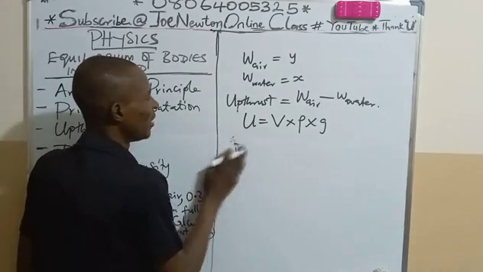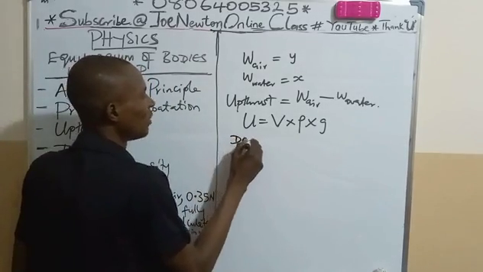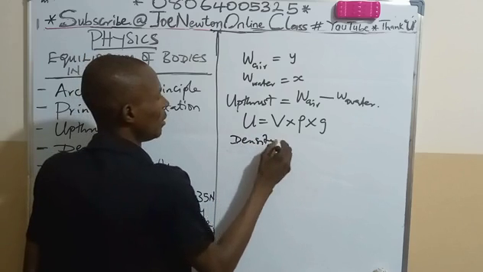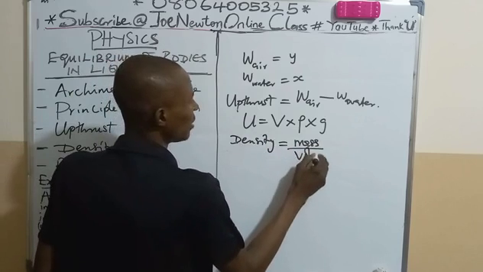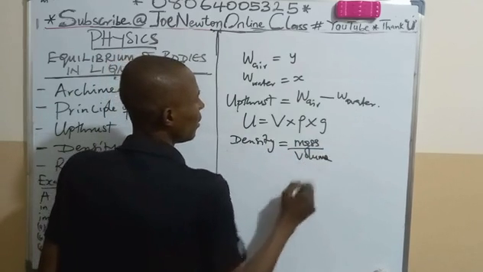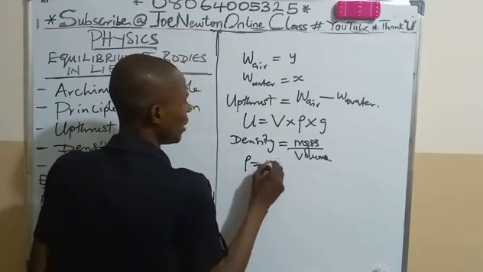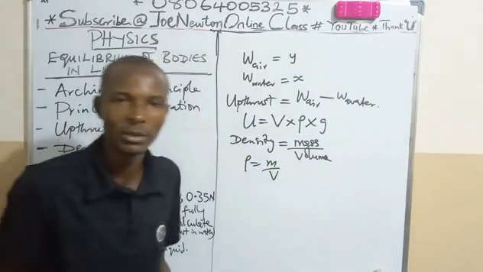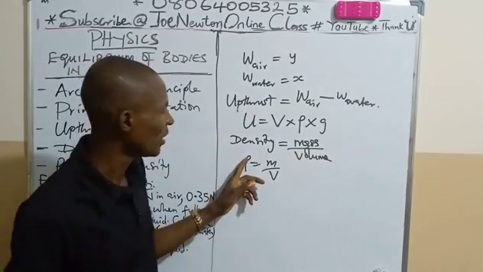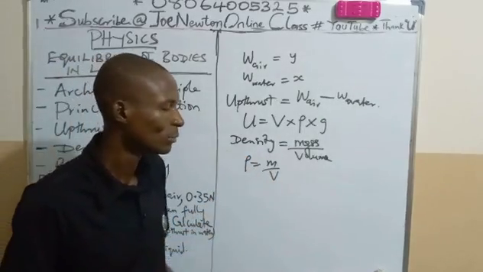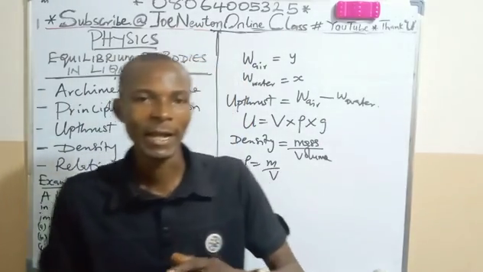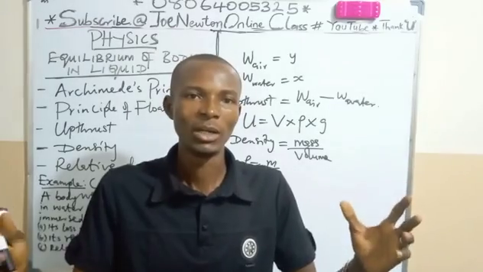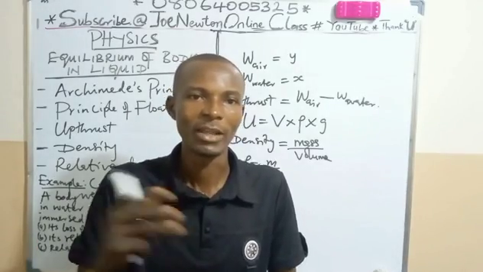So in other words, we say that density of a body is equal to mass of the body over volume. That is density. In other words, rho equals m over v. This is density of your body. So you can see that density of a body is inversely proportional to its volume when the mass is constant, which means the higher the volume of a body, the lesser the density of the body, and vice versa.